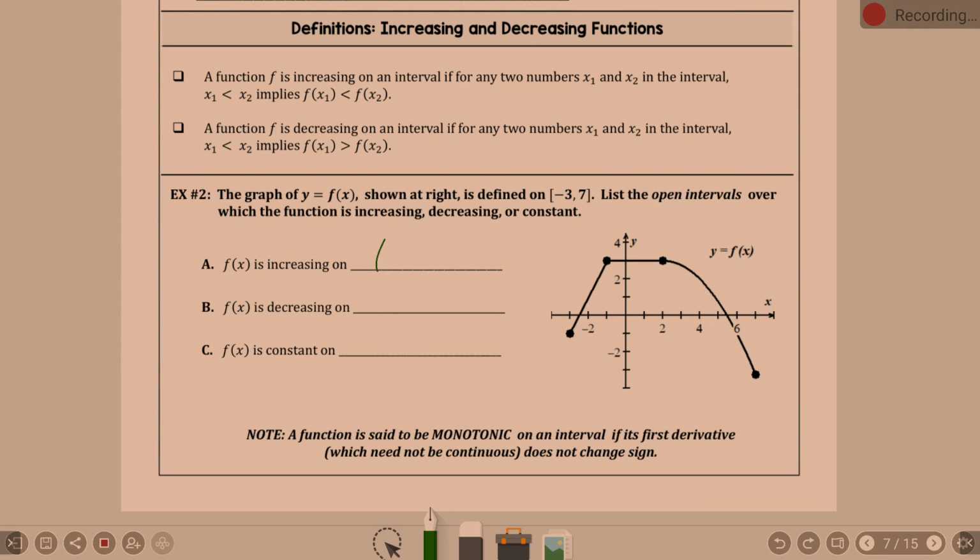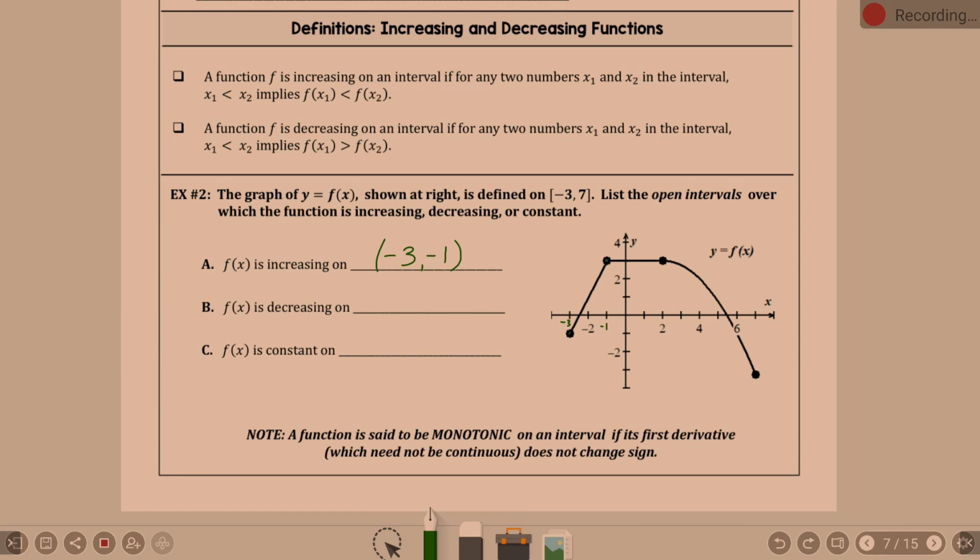Now, keep in mind, when we list these intervals, we are listing them in terms of x values. So the fact that this value is at an x value of -3, and this value here is at an x value of -1. So it's increasing on the interval from -3 to -1. Those aren't the y values, those are the x values, because we always give our intervals in x values. Okay, what about decreasing?